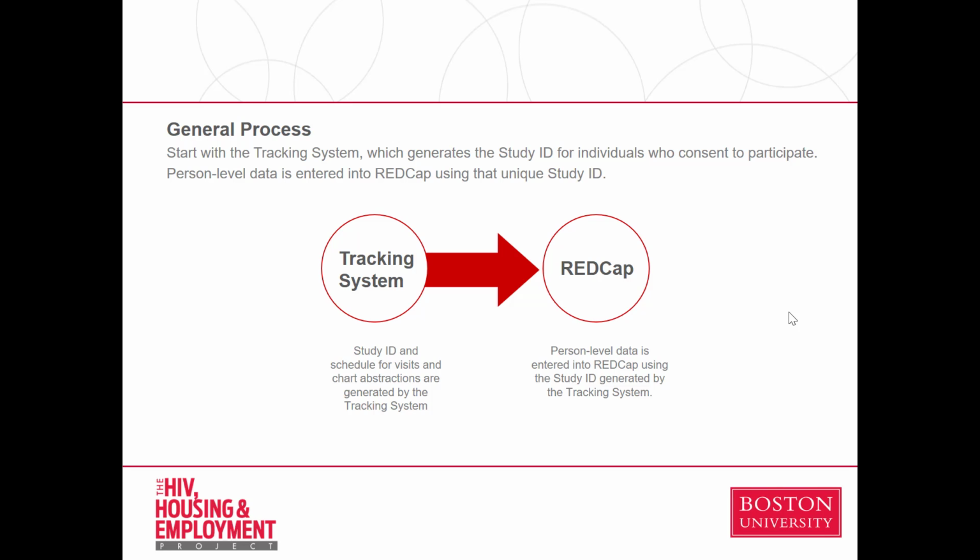So again, in general, you want to start with the tracking system. You can check for the study ID there. If the participant hasn't been entered, then an evaluation staff member will need to enter a screening form for them that will assign a study ID, and that study ID is what's used in both the tracking system and in REDCap.